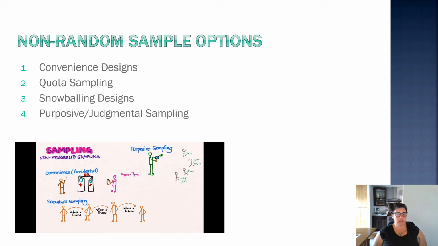Convenience sampling, also called accidental sampling, is where you pick the people most convenient to you. They're showing an ER here, for example. Say you work in a hospital and you need to ask people about health concerns. What's the most convenient?